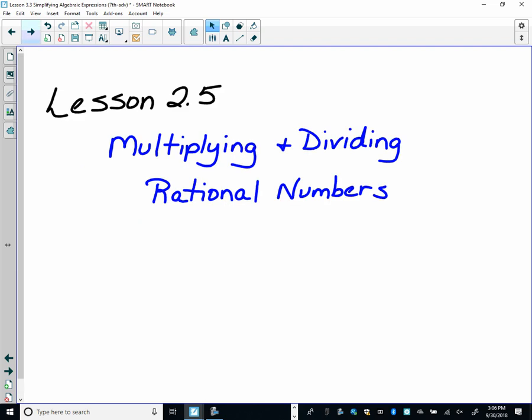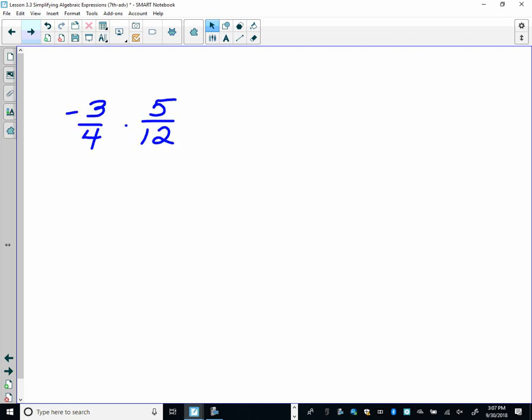Moving on to the second part of lesson 2.5, we worked with multiplication and division of rational numbers, or multiplication and division of fractions. We said we liked these better because the work didn't take as long. It wasn't as tedious. We don't have to find common denominators when we multiply and divide with fractions. So let's look at our first example.